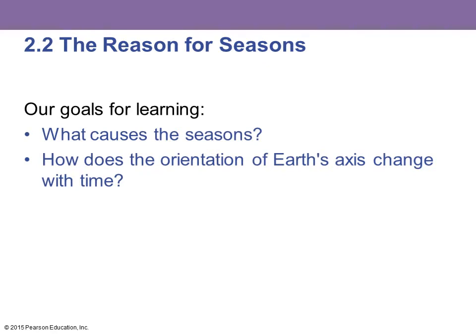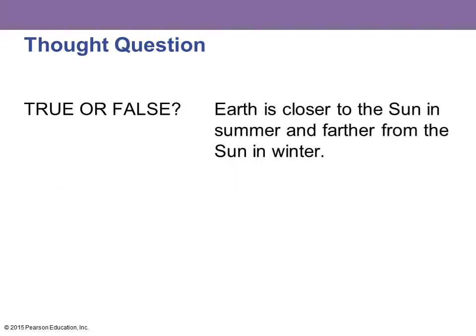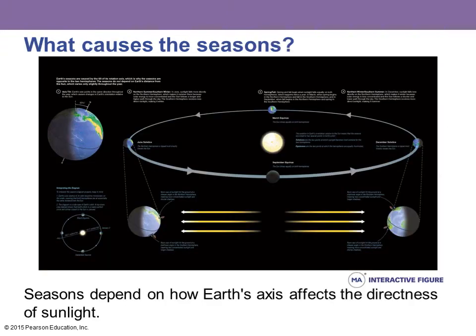Now let's talk about the reasons for the seasons. First, what causes the seasons, and how does the orientation of our axis change with time? Let's skip that and go right to the season diagram. We see the Earth in 4 different positions as it's orbiting the sun.